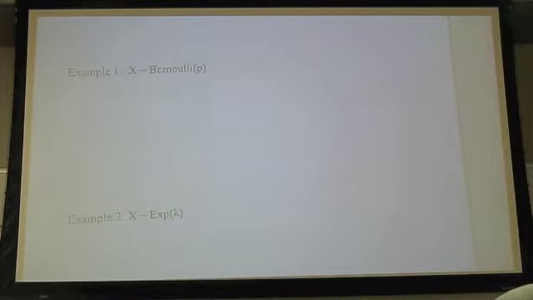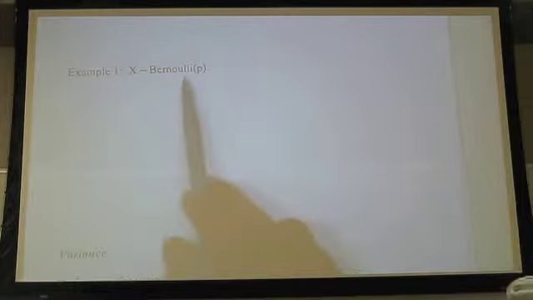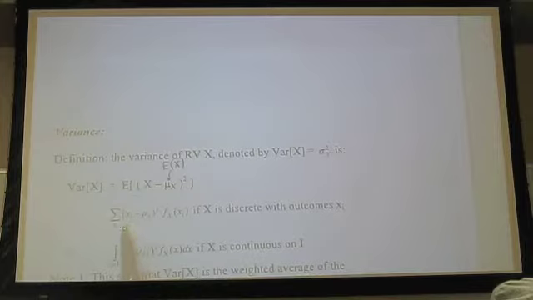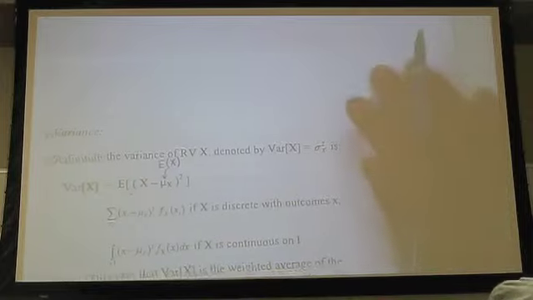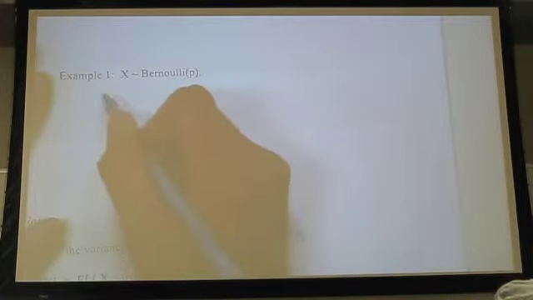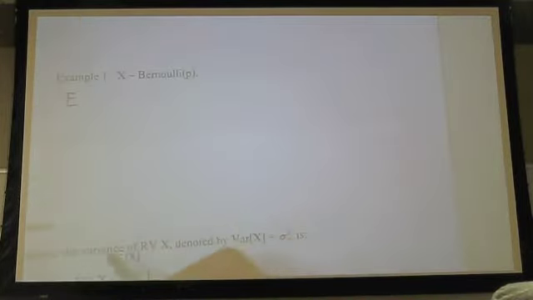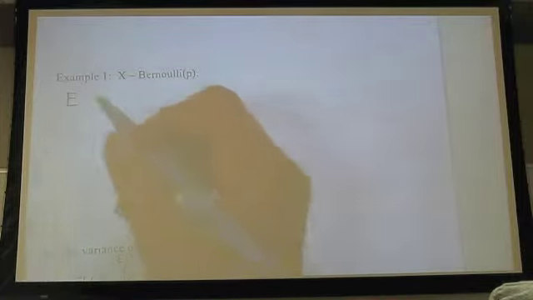Okay, look at the formula again. Remember that this one is discrete, so I need to use this formula right here. And Bernoulli has two outcomes, i equal to 0 and i equal to 1. So I just have to sum from 0 to 1. Is that clear? So what do I have? Let's write out the formula right here. The expected value of, well, now I'm going to calculate the variance.